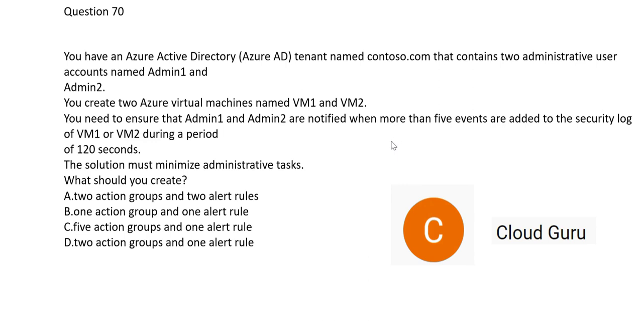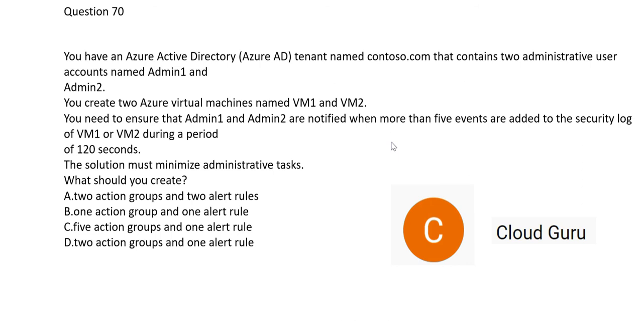Somebody making an access attempt, or, if there is a database on the VM, someone trying to stop the database and restart it. If that sort of thing happens 5 times in 120 seconds, that means in 2 minutes, then some abnormal activity is happening. That's why they are suspecting it, and they want alerts.